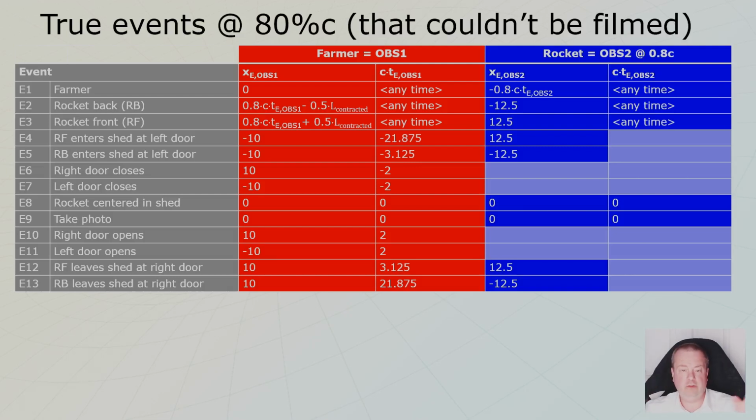Also, the rocket and the shed align, and their clocks are synced at that moment. So location and time is 0, 0 for event number 8 and also 0, 0 for event number 9. And the last 2 events, events number 12 and 13, again 12.5, -12.5, because the doors didn't go anywhere from the rocket's perspective. So I think this table is right. Cool. So that's it. How can we calculate the cells that are empty?